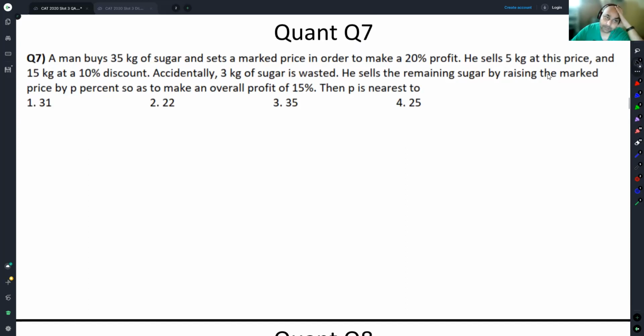A man buys 35 kgs of sugar and sets a marked price in order to make a 20% profit. He sells 5 kg at this price and 15 kg at 10% discount. Accidentally, 3 kg of sugar is wasted. He sells the remaining sugar by raising the marked price by P% so as to make an overall profit of 15%. P is the nearest to.